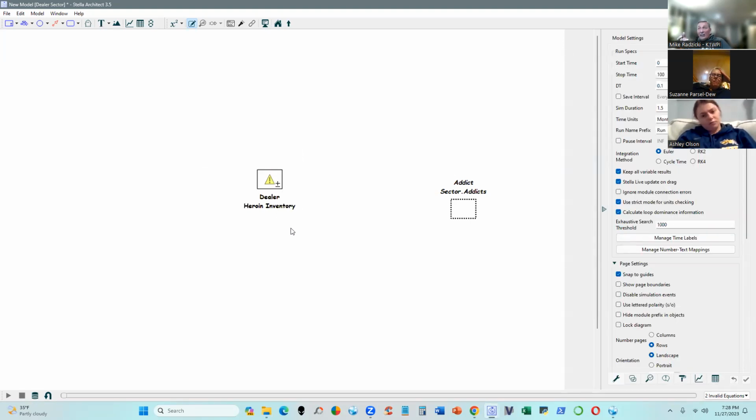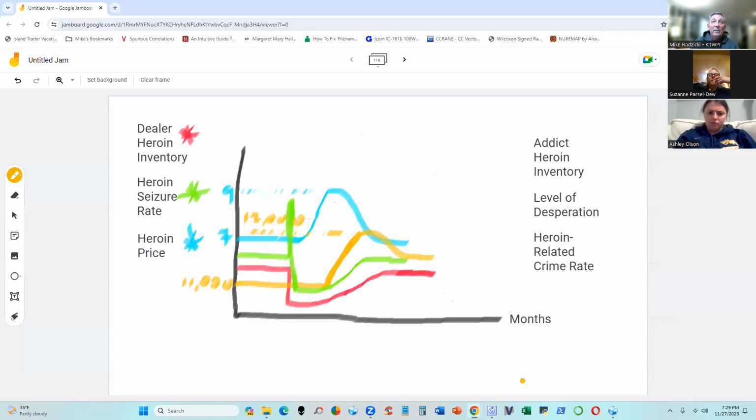If you have a stock, there has to be at least one flow that flows in or out, right? Or it could be a net flow, I guess. So are there any flows that leap to mind, either from our brainstorming or other information you might have in your head about this problem, that we could use to change the amount of stuff in the dealer heroin inventory? I don't think we really talked about that, have we? Well, you might want to look at the graph in front of you.